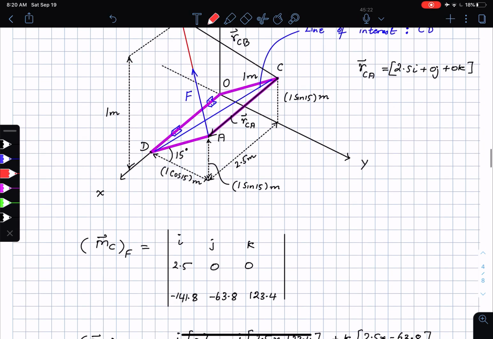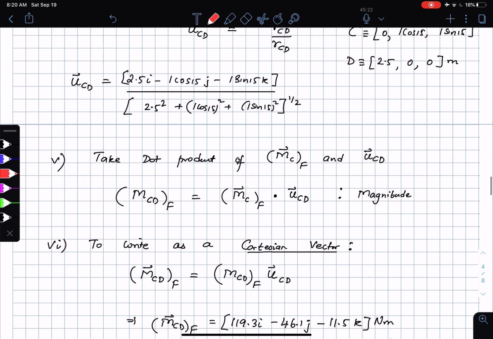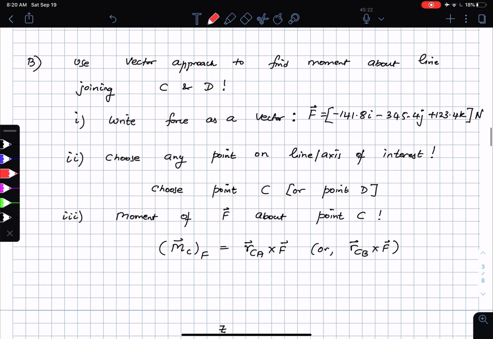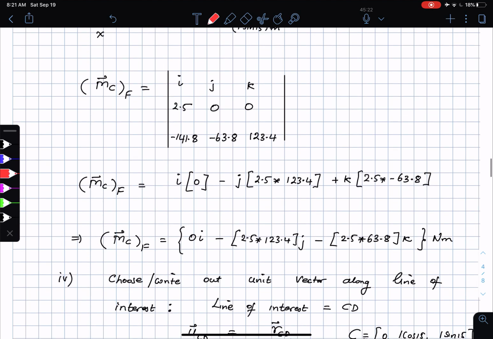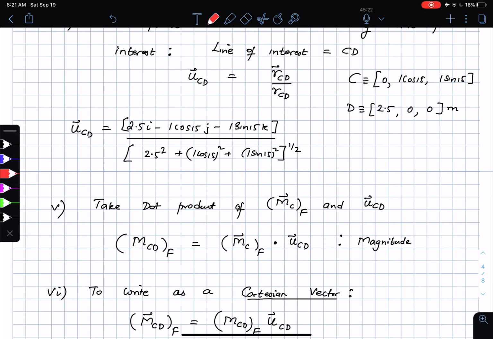First step is to write the force as a vector. Then the second step is choose any point on the line or axis of interest. Then find the moment of the force about that chosen point. Once you do that, write out the unit vector along the axis of interest. Whatever your axis or line of interest is, write out the unit vector, and then take the dot product to find the magnitude of the moment about that particular line.